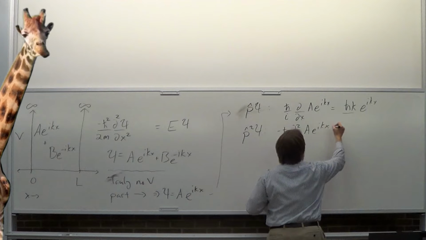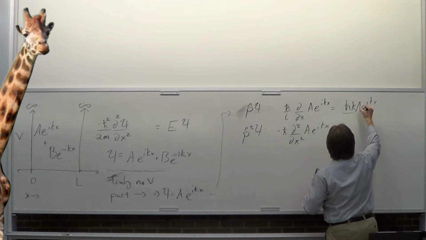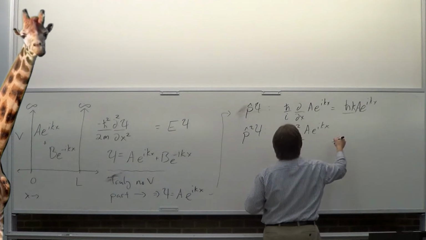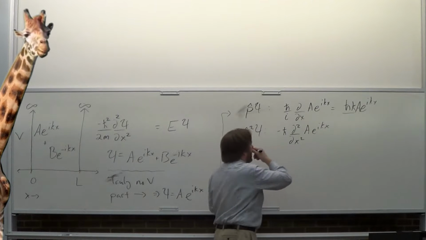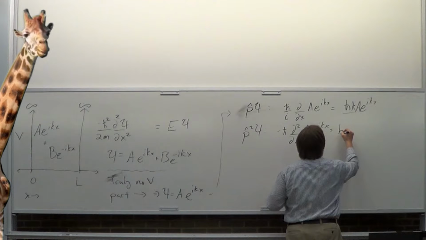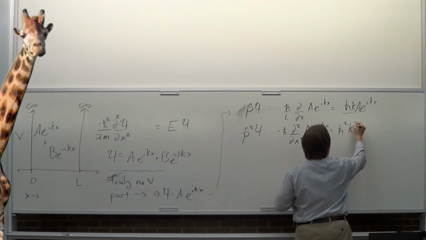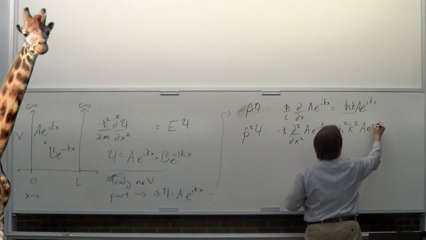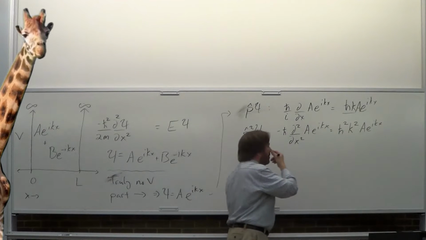Eigenfunction. Sorry, the normalization constant still needs to be there. So I've got minus h bar squared, i squared, k squared, which is h bar squared k squared, A e to the ikx. Now I want to point out something.